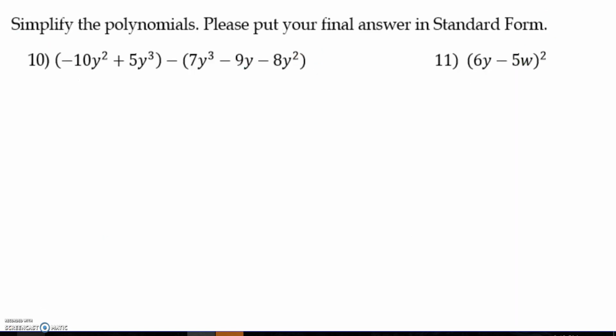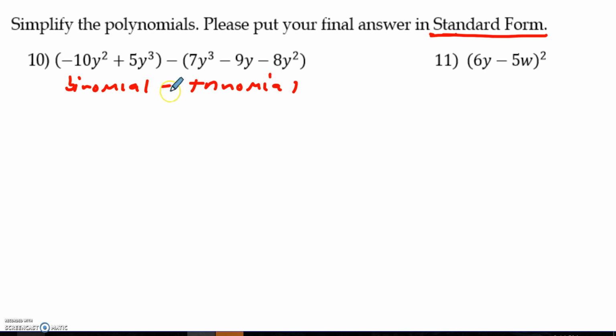Simplify the polynomials. Please put your final answer in standard form. This is from chapter 8. So 10 and 11, what we just need to ask ourselves is, what is the problem asking me to do? For instance, in number 10, it looks like I have a binomial minus a trinomial. So we do not need to do any distributive property.